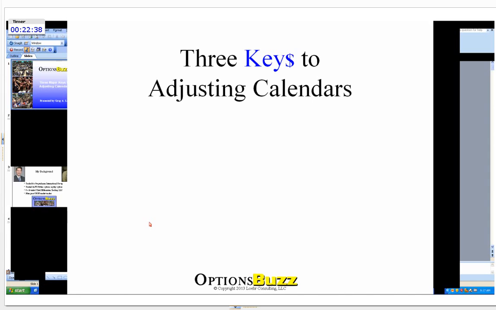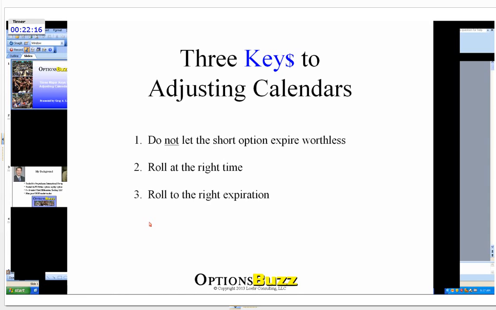So, three major keys to making money with calendars if you're just getting started. The first one is that you should not expect that you're going to let that short option expire worthless. Number two, you're going to use that knowledge and the knowledge of how much the next option is decaying to roll at the right time. The third thing is that you're going to look at what's really going on, how much theta am I really collecting, and I'm going to pick the right expiration. Now, a lot of times you go right to the next expiration, the nearest one, but not always. It takes you 2 seconds to look and figure it out.